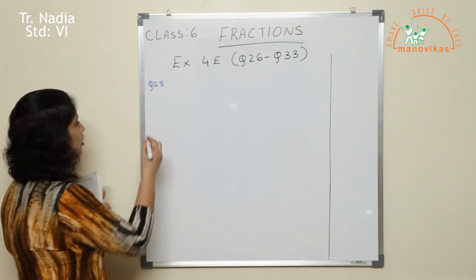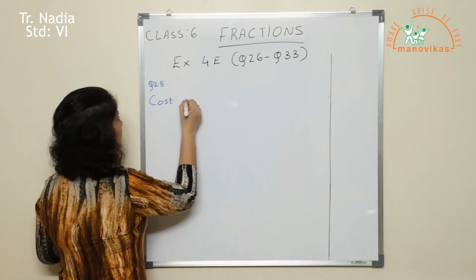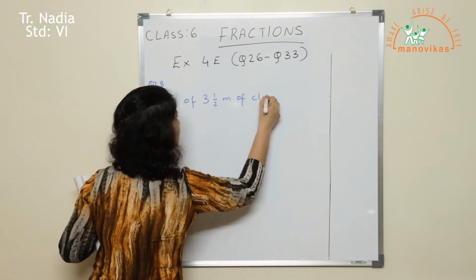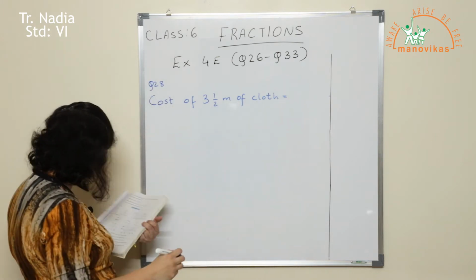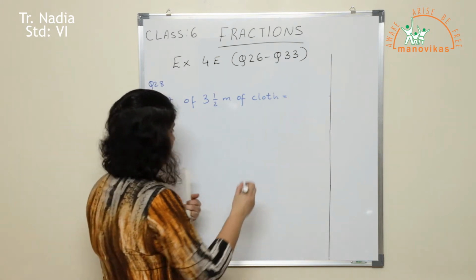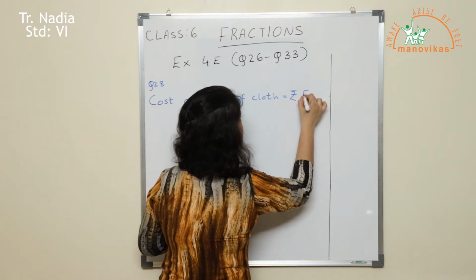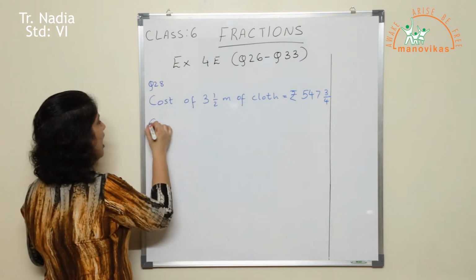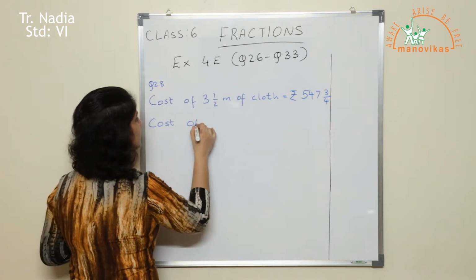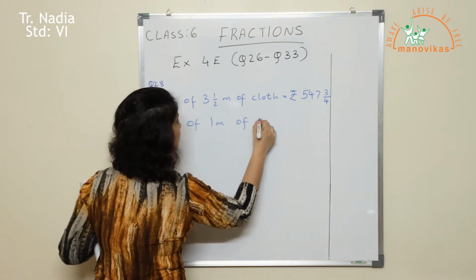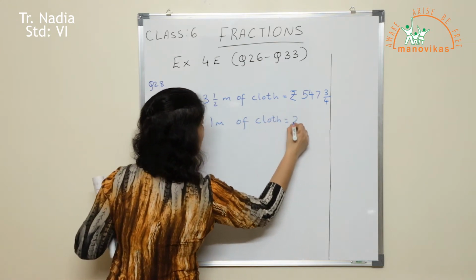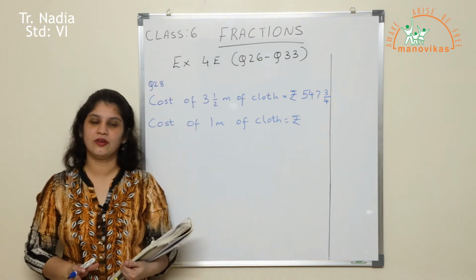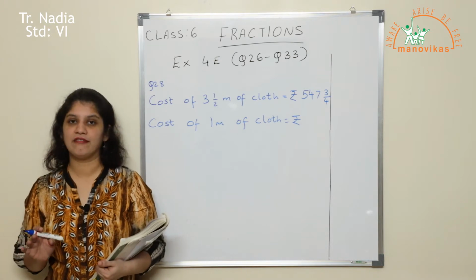Here you are given the cost of many. You are given the cost of 3.5 meters of cloth, which is equal to rupees 547 3 upon 4, and you are asked to find the cost of 1 meter of cloth. So you are given for many and asked to find for 1. When you are given for many and asked to find for 1, what do you all do? Yes, you have to divide.